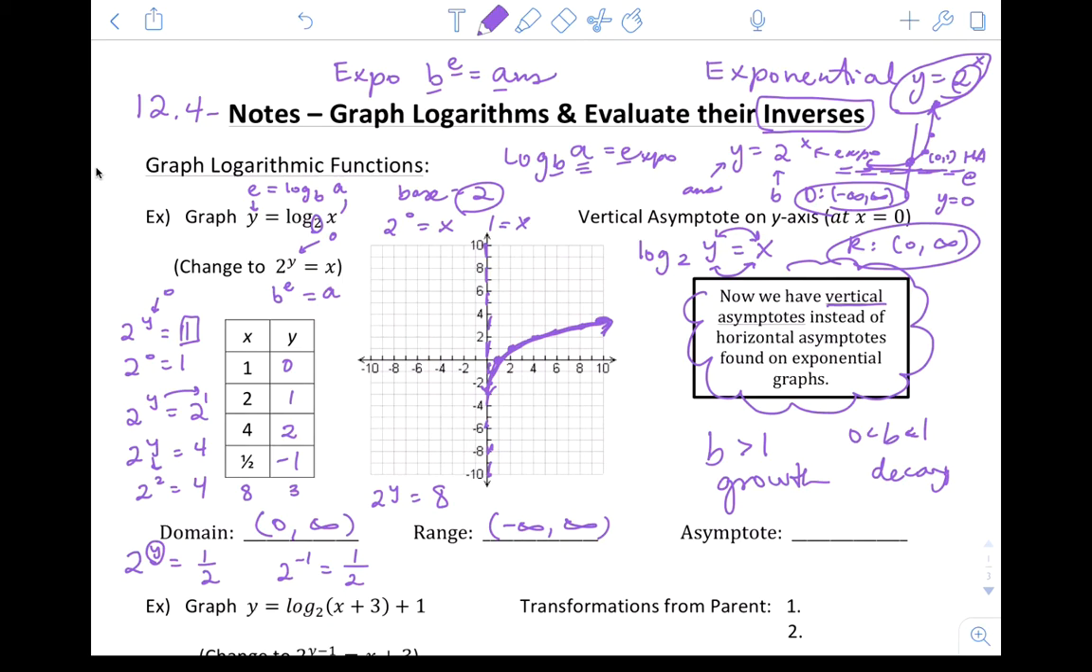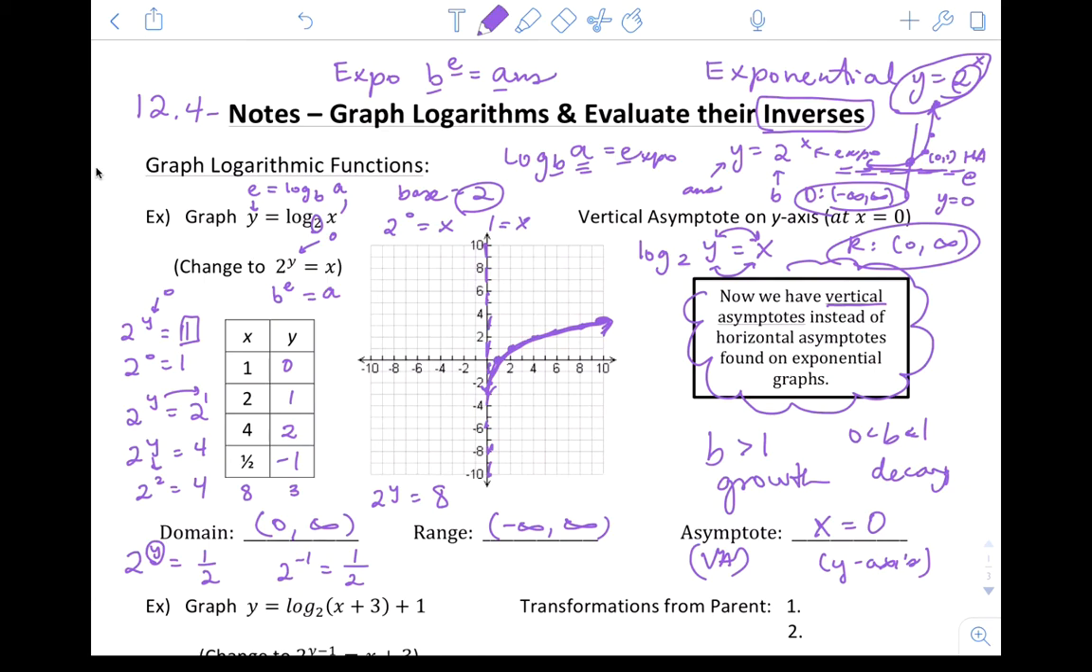Make sure I clarify that. Our vertical asymptote, not horizontal, because again, that's opposite. We've switched them, would be a vertical line at the y-axis. The y-axis is the equation x = 0. Okay, that's a lot of writing. Hopefully that wasn't too overwhelming.